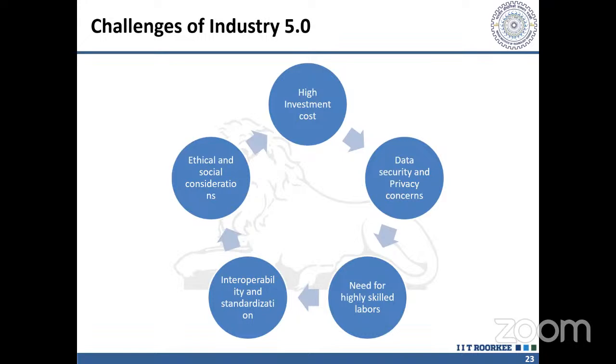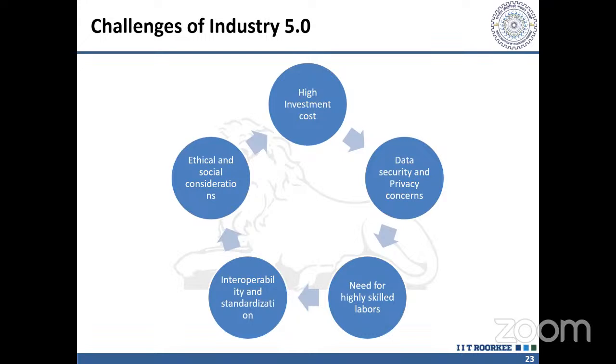So it also requires highly skilled labor. It requires a highly skilled workforce that can design, operate, and maintain a complex system. This creates a skills gap where there are not enough workers with the necessary skills to meet the demand. So let's take an example. Engineers with expertise in AI and data analytics are in high demand in manufacturing industries. Companies need to invest in training and education programs to develop a workforce that is ready for Industry 5.0.